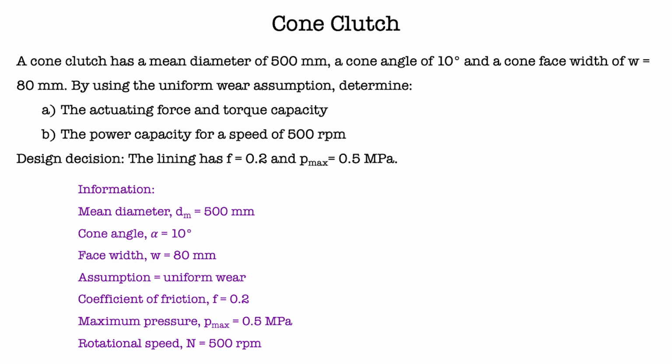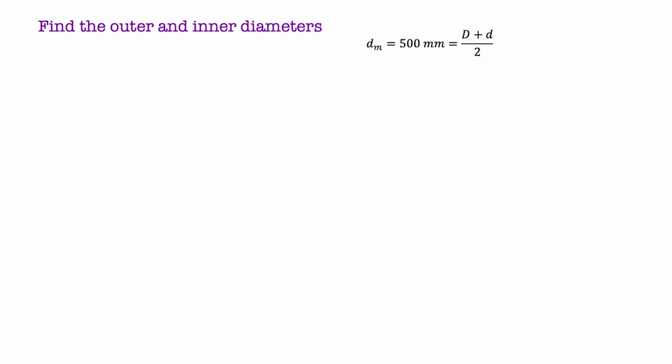From here, we list down all the information given. This is a cone clutch. The mean diameter is 500 millimeters. The cone angle is 10 degrees. The width is 80 millimeters. The assumption is uniform wear. The coefficient of friction is 0.2. The maximum pressure is 0.5 megapascal. And the rotational speed is 500 rpm.